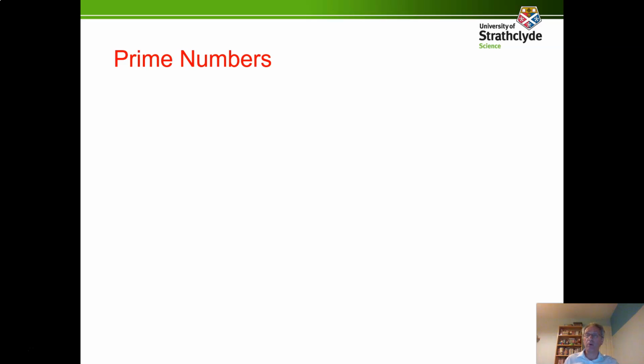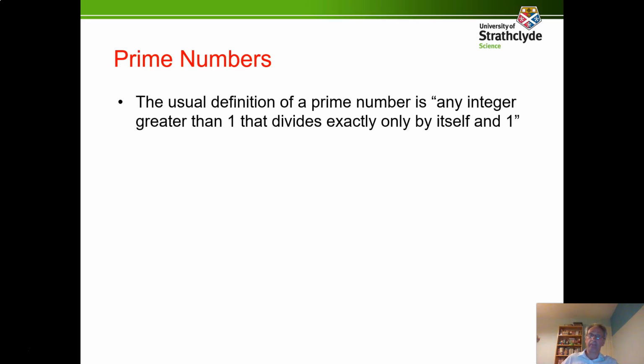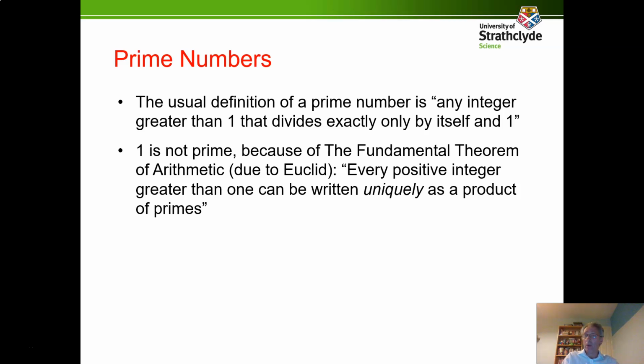So let me remind you what prime numbers are. This is the definition that you may know of prime numbers. It's not quite right, because the number 1 is not prime. So you might think a prime number is any integer greater than 1 that divides exactly by only itself and 1, well, 1 fits the bill. Well, it does indeed, but that's not what a prime number is.